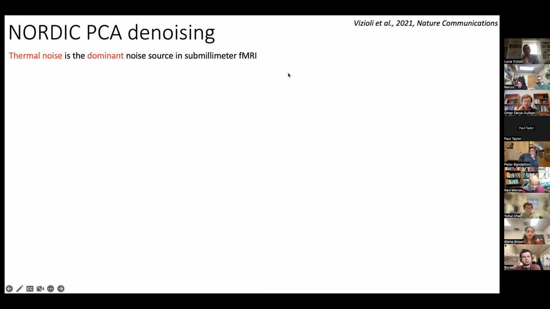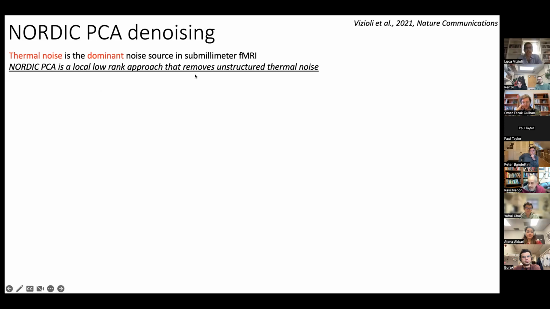As mentioned, thermal noise is the dominant noise source in sub-millimeter fMRI, and so to deal with this thermal noise, we developed a local low rank approach, NORDIC PCA, a PCA approach that removes those components that are indistinguishable from a Gaussian-like distribution. This is based on the assumption that thermal noise, especially in complex space, has a Gaussian distribution.